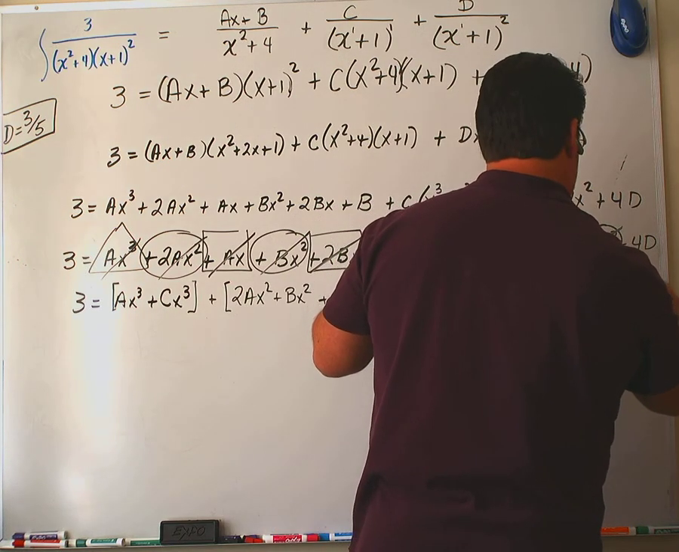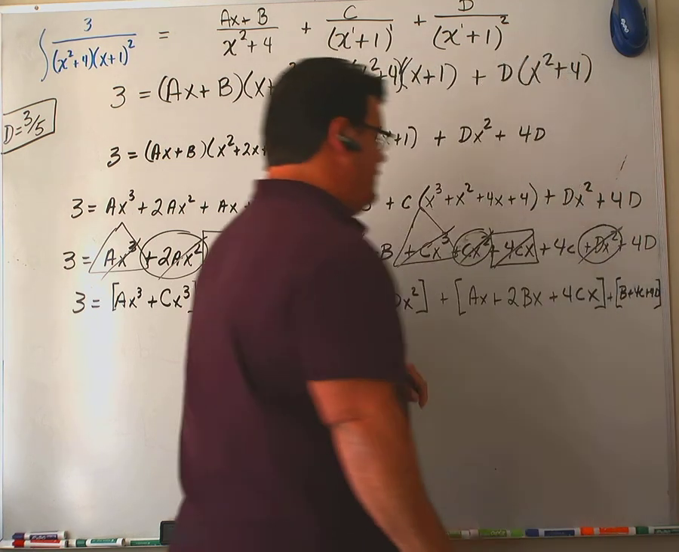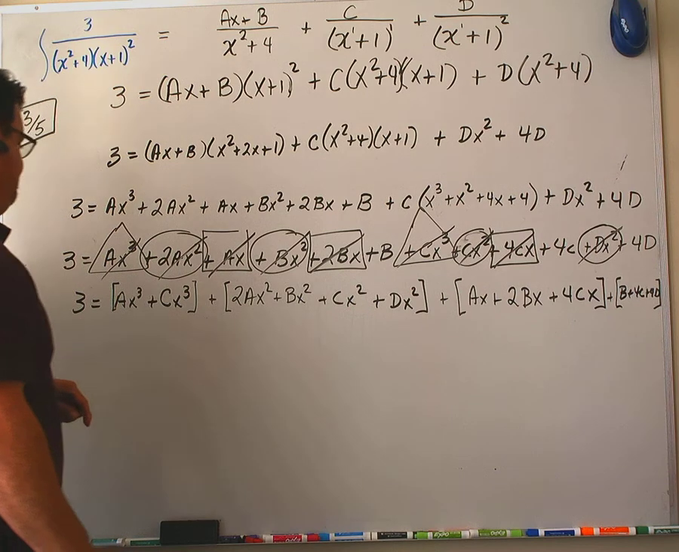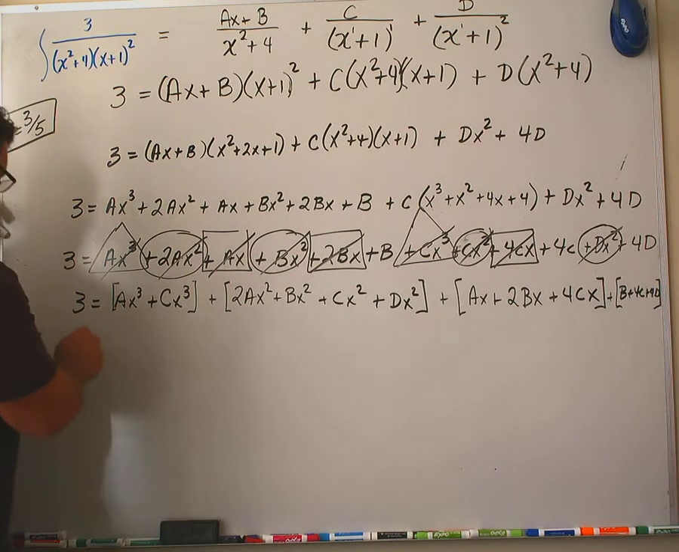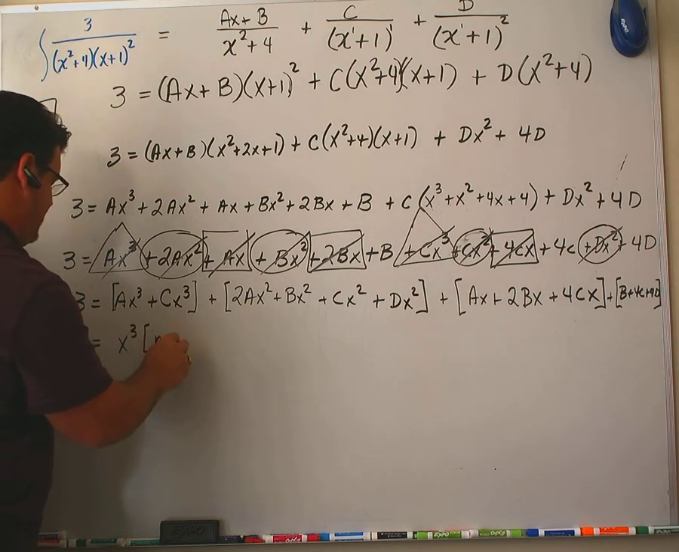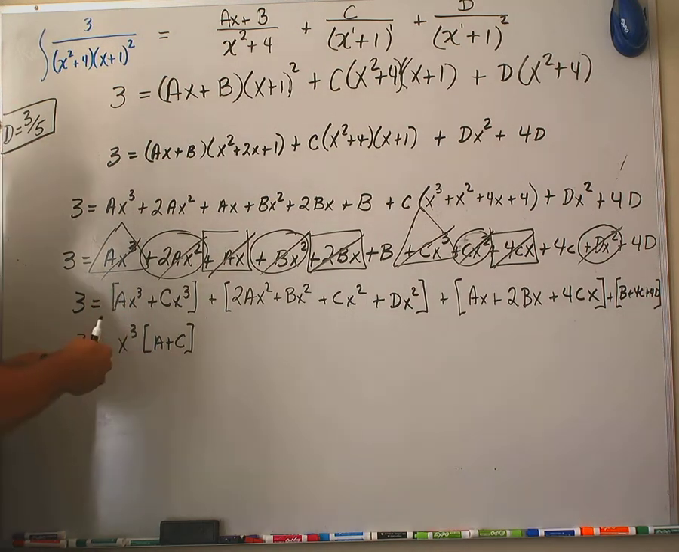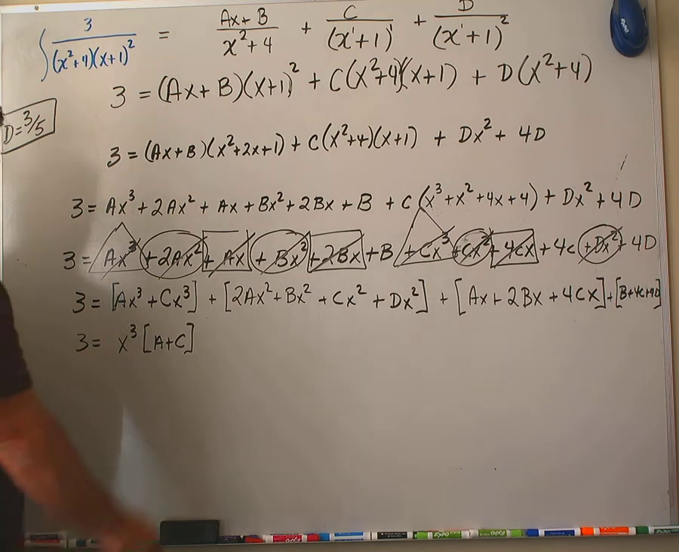b plus 4c plus 4d. Almost running out of room there. So now we factor out: 3 is equal to x cubed times a plus c. Just kind of cleaning it up a little bit because, again, we're trying to find the equivalent coefficients. So we have to make these equal to the coefficients. That's a plus c times x cubed. So a plus c is the coefficient.